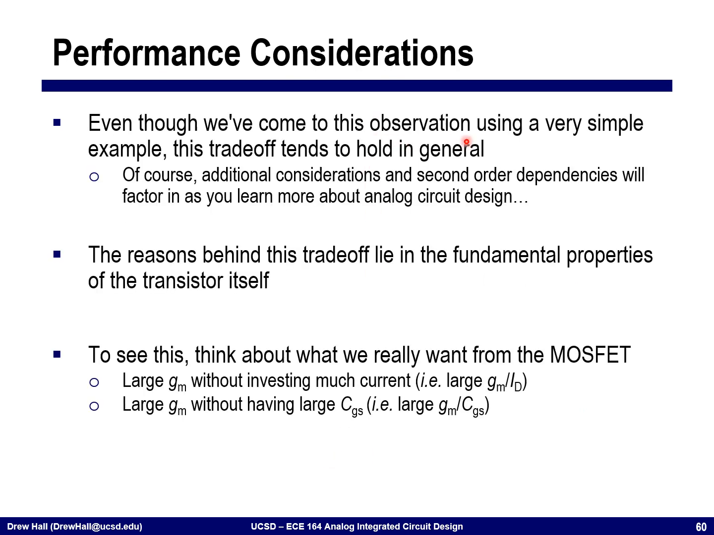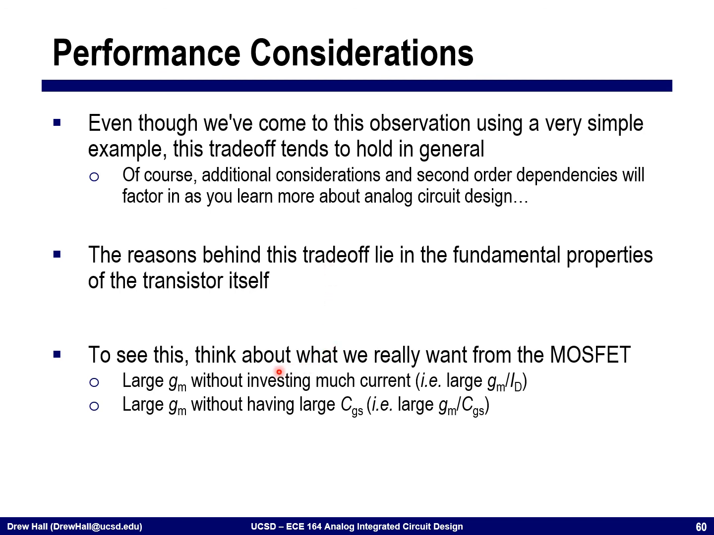And so even though we've done this for a really simple circuit, in general, this trade-off holds for a lot of circuits. There will always be some second order dependencies that we'll learn about later on as you continue your journey in analog circuit design. But the general trend here is very simple to see, and we've proved it multiple different ways. There's going to be a trade-off in terms of bandwidth and power. And ultimately, these rely on fundamental trade-offs within the transistor itself.